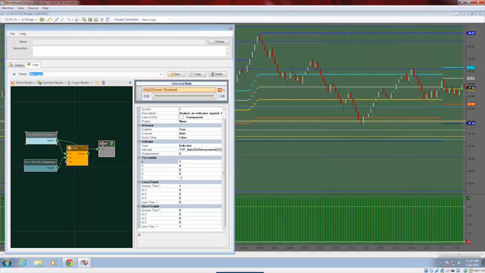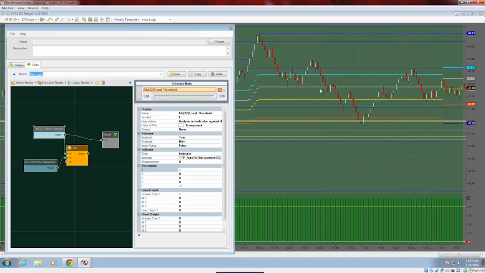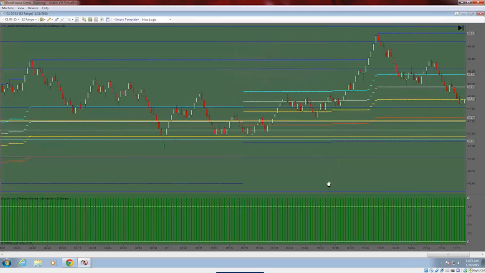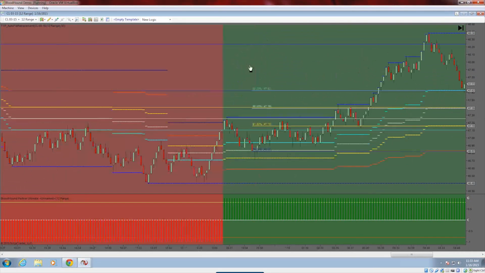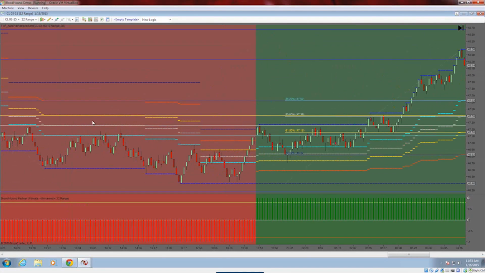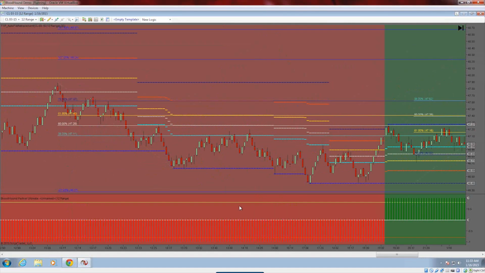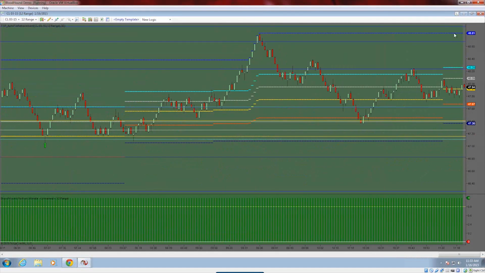Okay, so when I connect that, every time the 50 is above the 61.8, we'll have nothing but longs. Every time the 50 is below the 61.8, every time the silver is below the gold, we'll have shorts. Okay? So that's how that works.